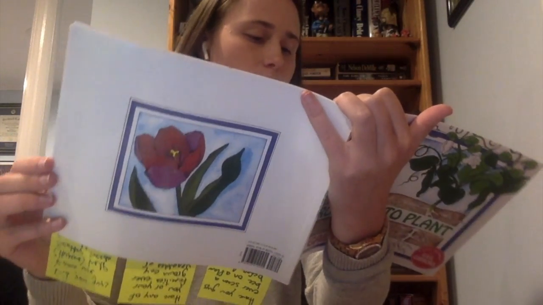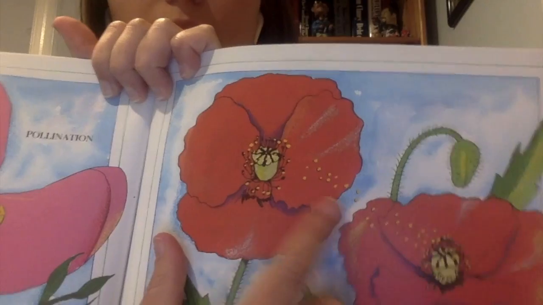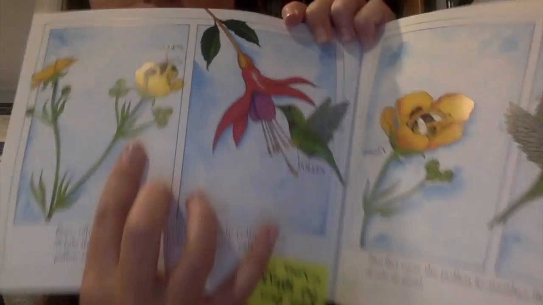Before a seed can begin to grow, a grain of pollen must land on the stigma at the top of the pistil of a flower like itself. This is called pollination. So here you go. Pollination happens in different ways. Often the wind blows pollen from flower to flower. So as you can see, this is the pollen going from flower to flower from the wind. Bees and other insects and hummingbirds help pollinate too. While they visit flowers for their sweet juice called nectar, pollen rubs onto their bodies. So here's a bee and a hummingbird.